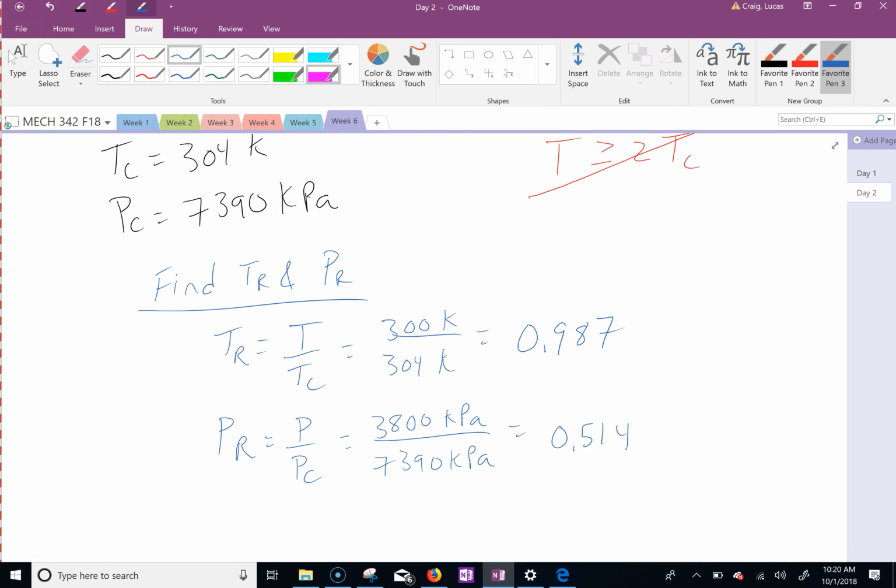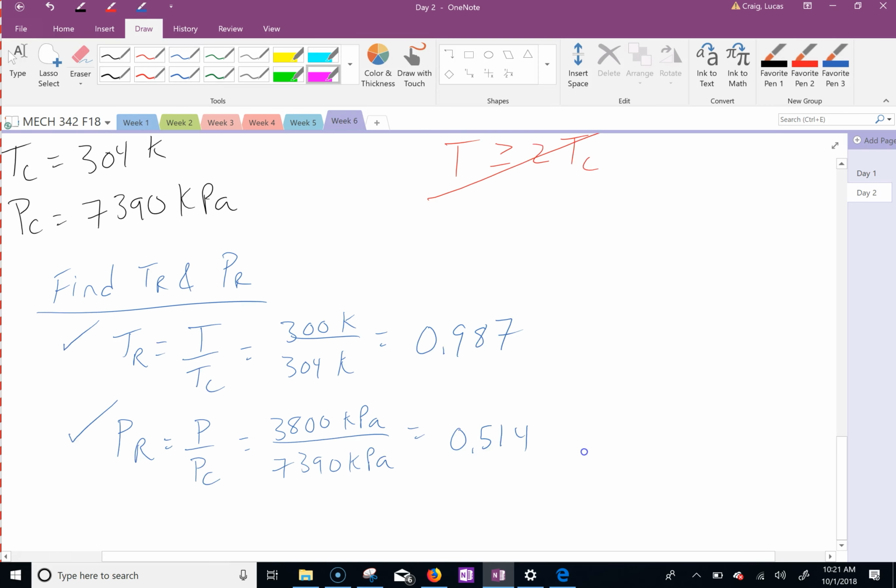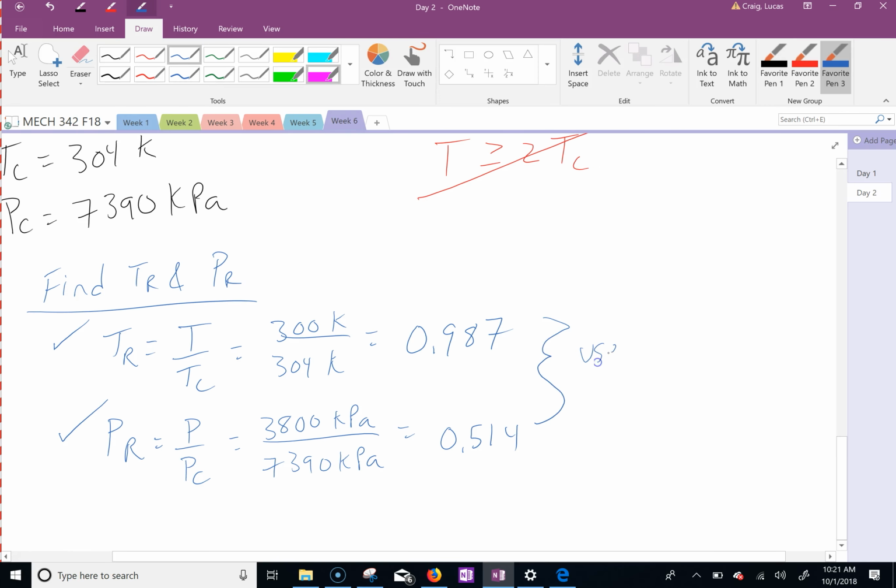So again, we know we can't use z of 1 because it violates one of these rules out of the 2. So we need to find our TR and our PR, which we did, and now we can use the chart, right? And we can find approximately what z is going to be. This is pretty close to 1. So let's use a TR of 1 and a PR of 0.5 to get us roughly what it's going to be. So let's go to the chart.